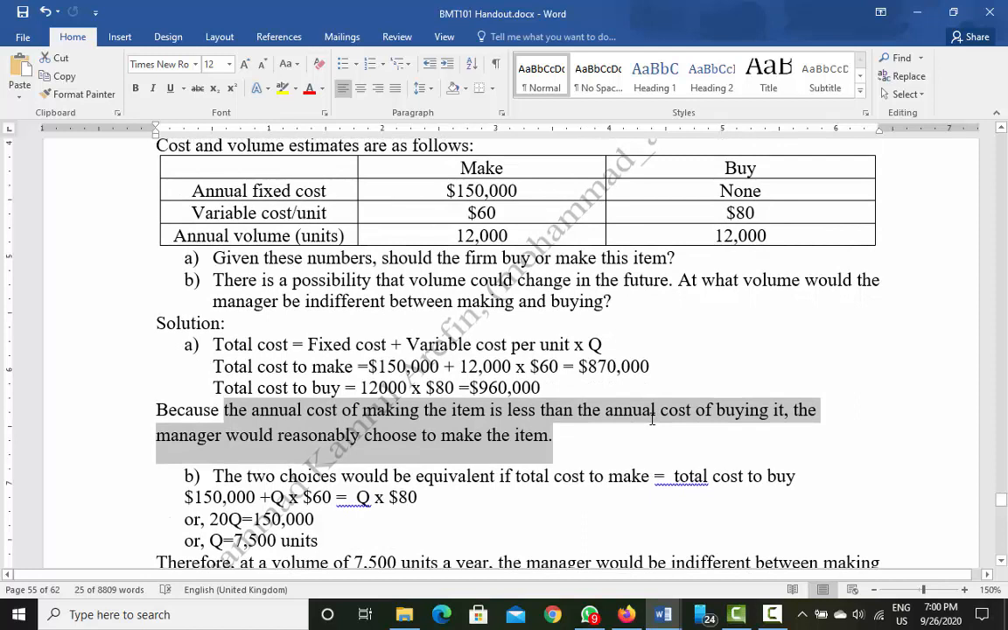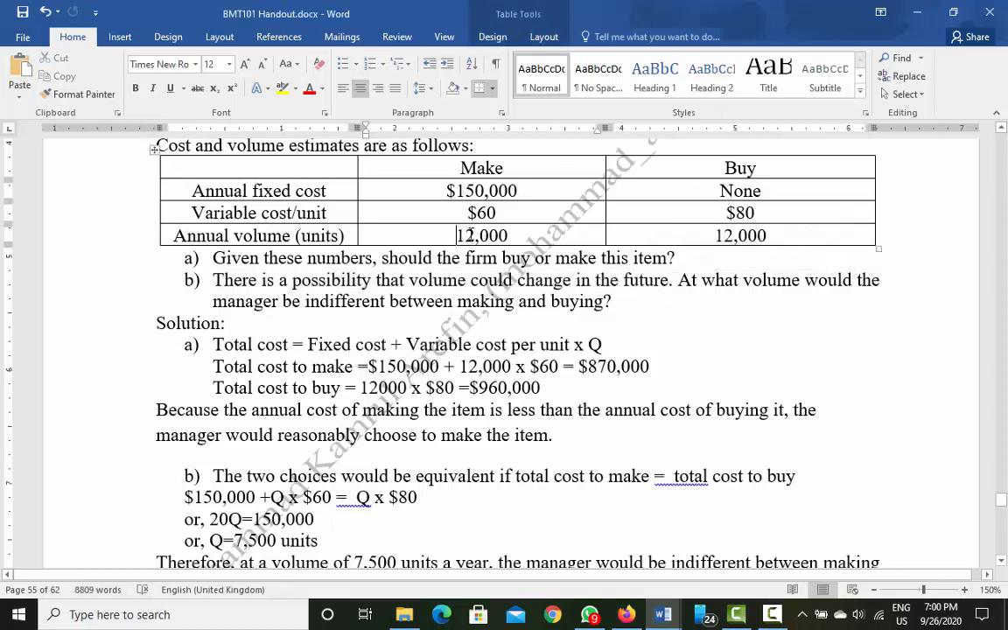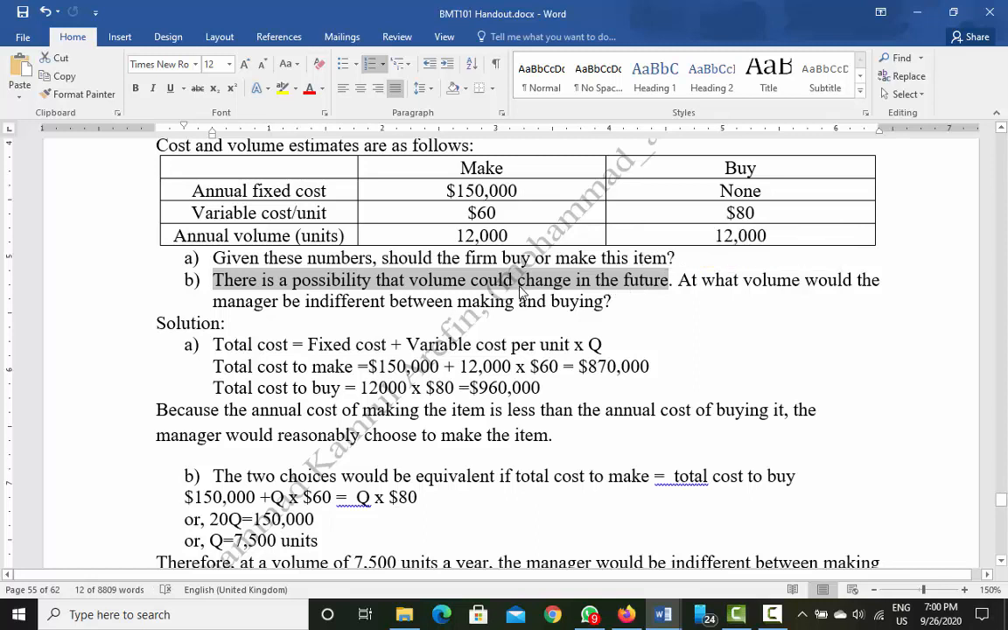Right. Now the second question, part B. There is a possibility that volume could change in the future. So at present they need 12,000 units per year, but in future the volume could change. They may need more than 12,000 units or they may need less than 12,000 units.